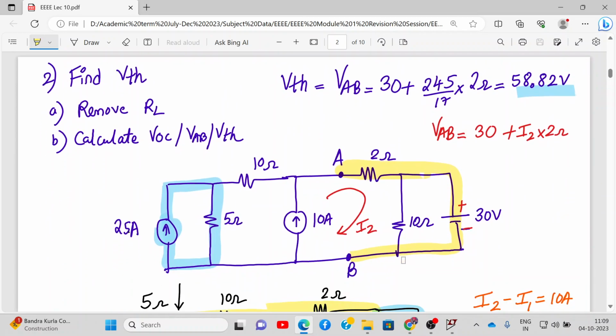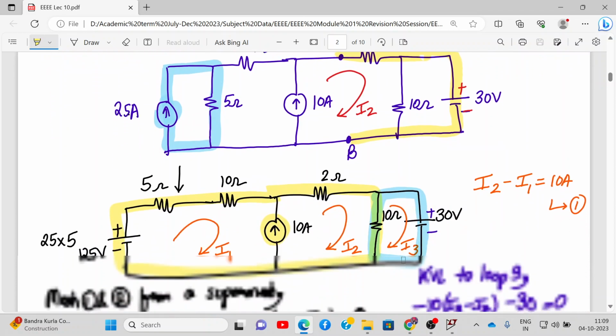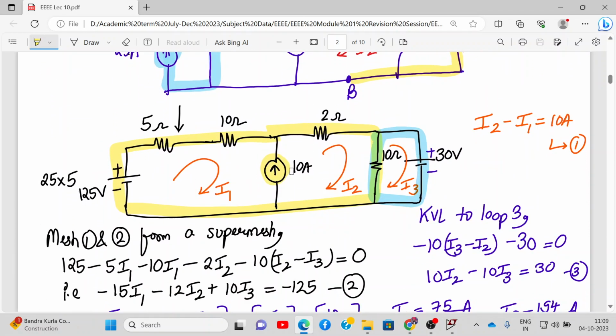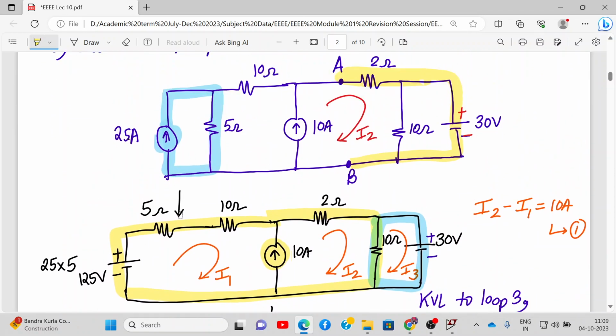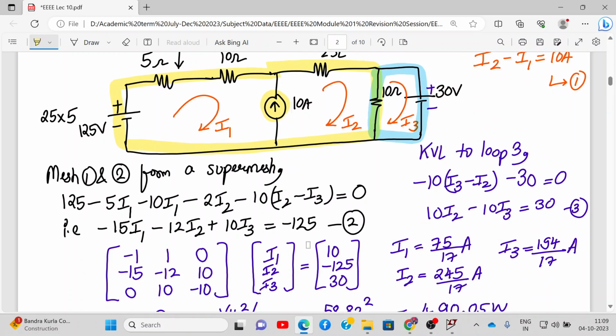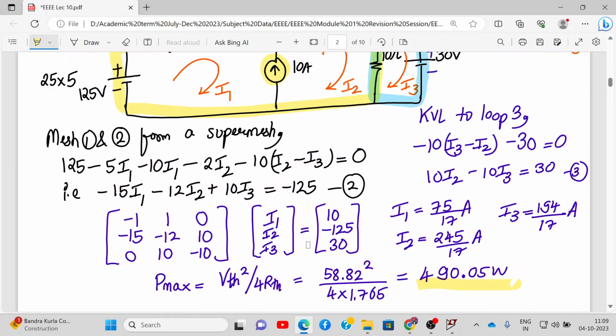The next step we required was to calculate VTH. So we found out that we converted this by source transformation, right? And then we applied the mesh analysis and found out the value of I2, which gave us the value of VTH. Then we calculated the maximum power by the formula VTH square upon 4 RTH, and we got the value as 490.05 watts. Okay. So we have completed two numericals in the last lecture and one numerical today for maximum power transfer theorem.